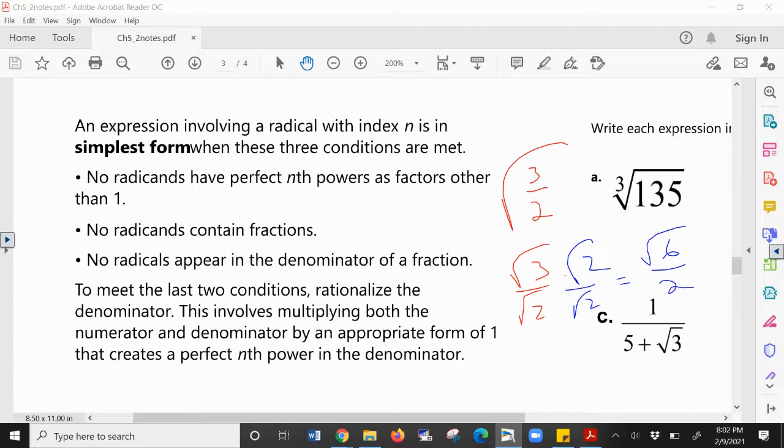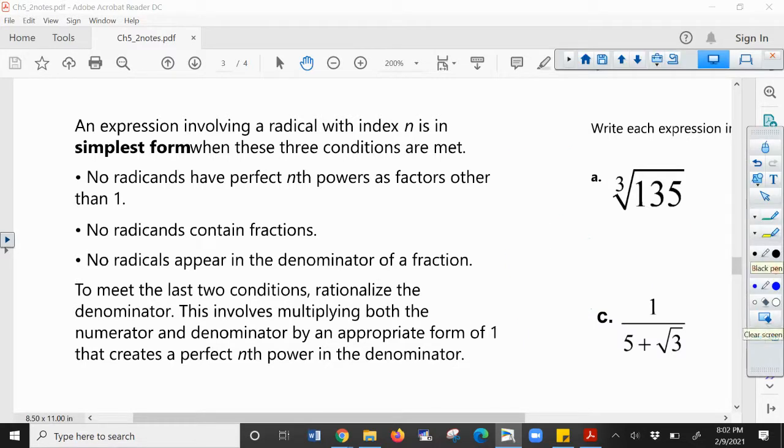And then the last one: no radical appears in the denominator of a fraction. Well, that kind of goes along with the second one, because that means the same thing. The square root of 3/2 is the same as the square root of 3 over the square root of 2. So there we go, those are our three conditions. To meet the last two conditions, rationalize the denominator. This involves multiplying, like we just talked about.